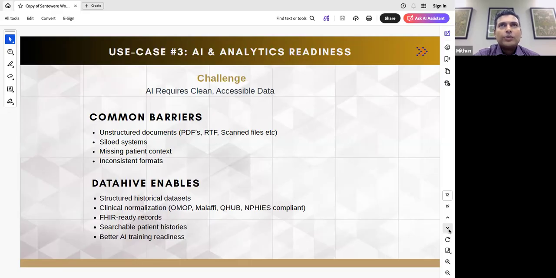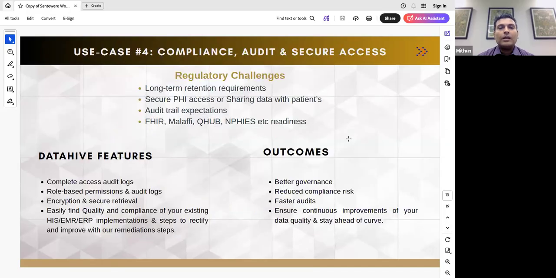All this helps you to train your AI more efficiently, because now this data is in structured format and you can easily tokenize this and put it into a vector database for you to build very exhaustive generative AI capabilities against your data. The other use case is the regulatory challenges.